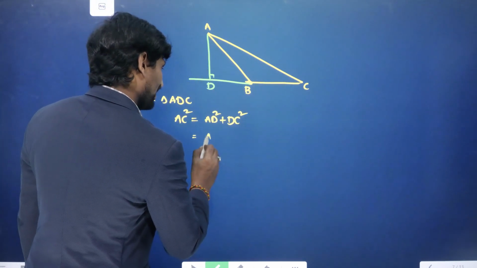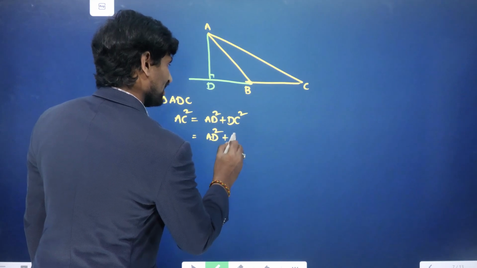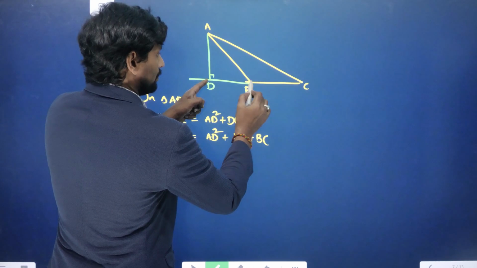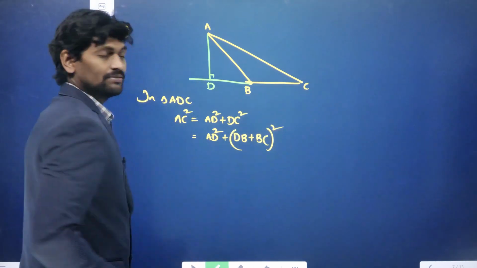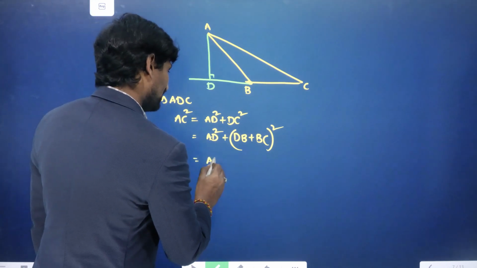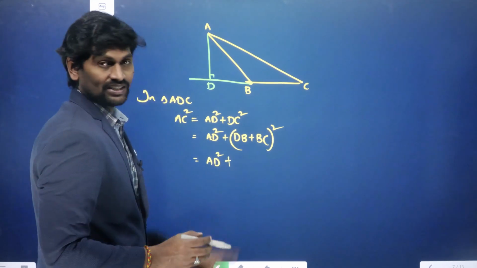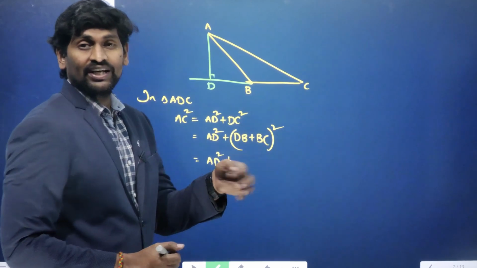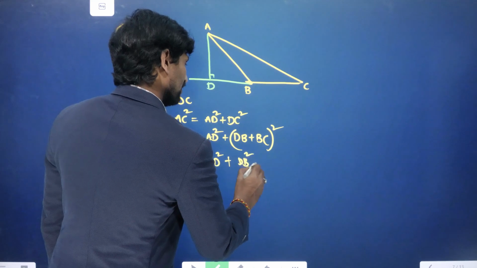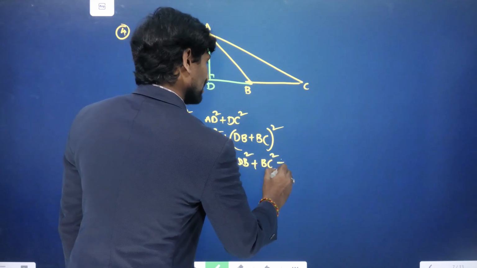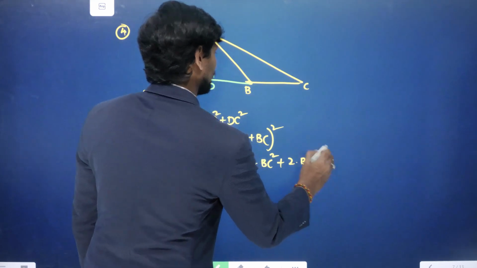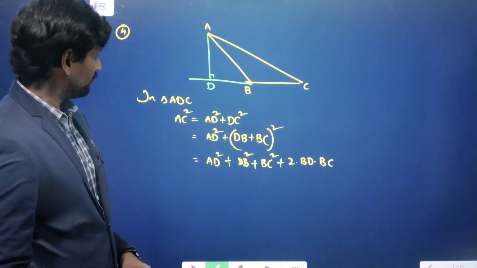And again we can write DC as DB plus BC. Can we write DC? The total length equals DB plus BC. Yeah, DB plus BC whole square. Just apply the A plus B whole square format. That is equal to AD square plus (A plus B) whole square format: A square plus B square plus 2AB. That is nothing but DB square plus BC square plus 2 times BD into BC.